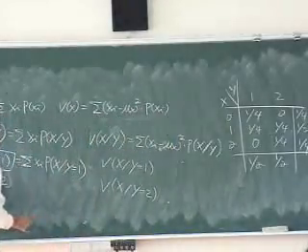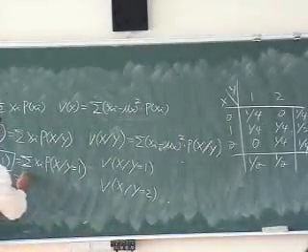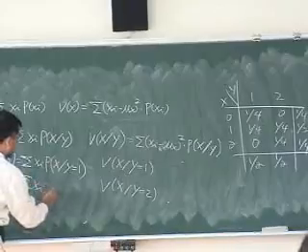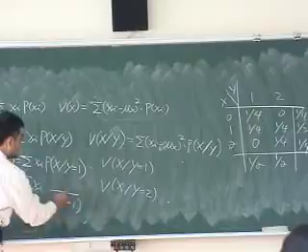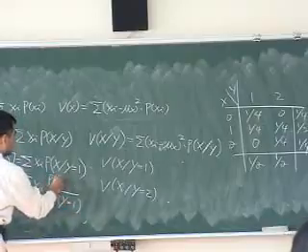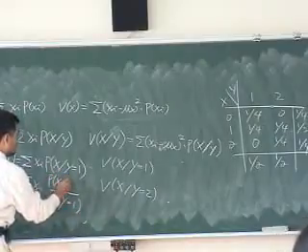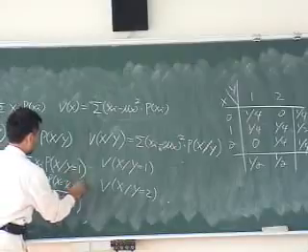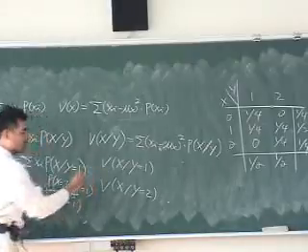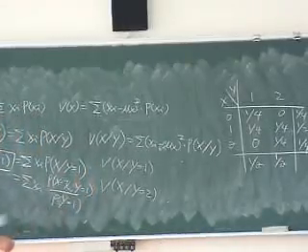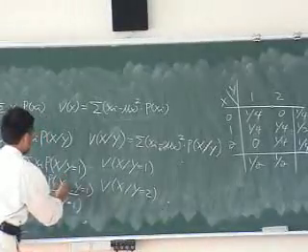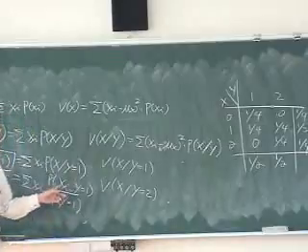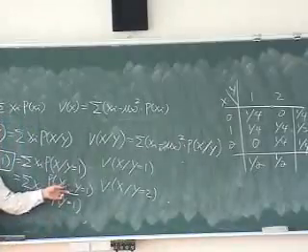So let me erase this part first. Then the summation of xi times P(y equals 1), and then P(x equals xi, y equals 1). Here perhaps I'll better use xi, because there are three possibilities here, right?